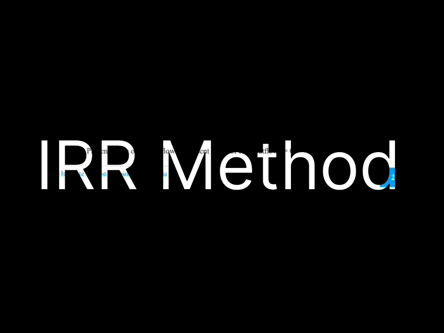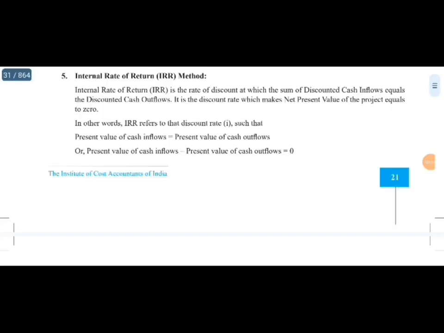IRR is a rate of discount at which the sum of discounted cash inflows equals the sum of discounted cash outflows. It is the discount rate, so it is finding the discount rate, that is the PV factor, at which the present value of cash inflows is equal to the present value of cash outflows.